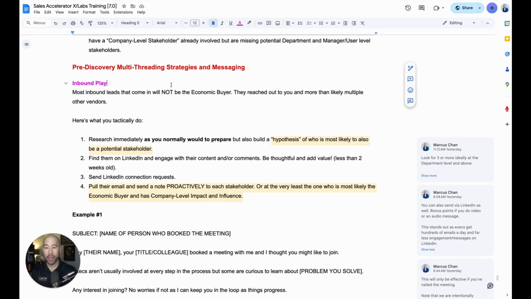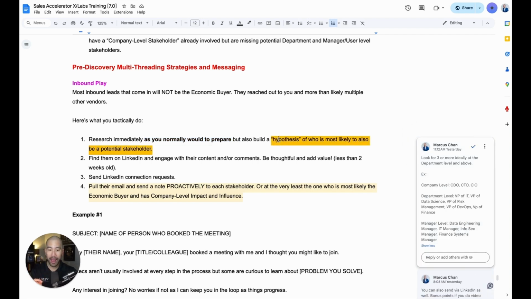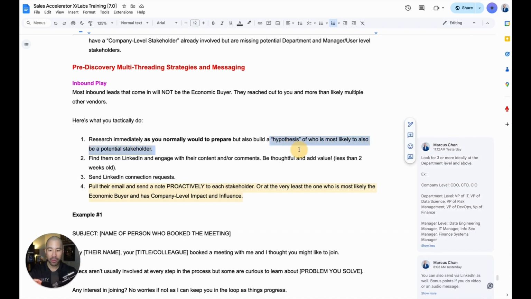Okay, so here's what you're going to tactically do moving forward. Number one, you're going to research immediately. Just like you normally would prepare, this is similar to before, but you're just going to do the normal research as you normally would. But also, you want to build a hypothesis of who is most likely to be a potential stakeholder.